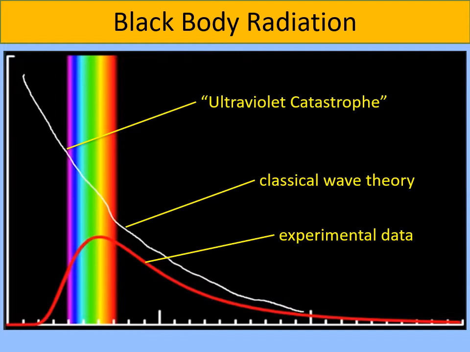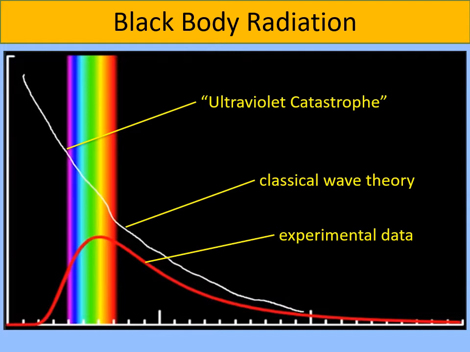Okay, so for the classical idea that light and electromagnetic radiation are waves, then the behavior should go up like the white line. But the actual experimental data follows the red curve. Okay, so the question then arises: is the physics right, or is the experimental evidence correct? Now, unfortunately, the physics broke down at the ultraviolet range. Okay, so they call this the ultraviolet catastrophe, where the classical wave theory no longer followed the experimental data.